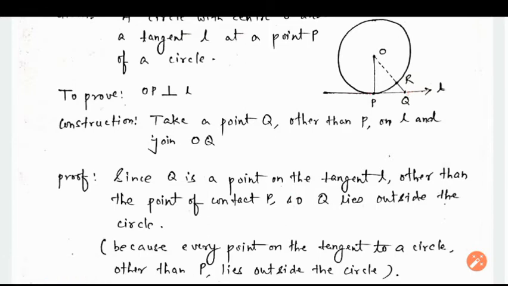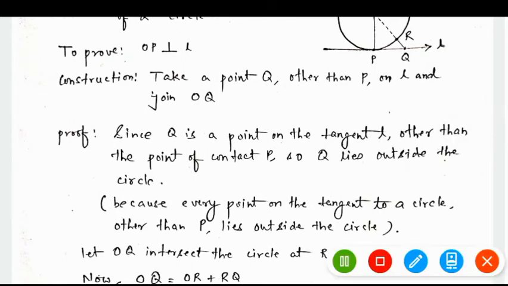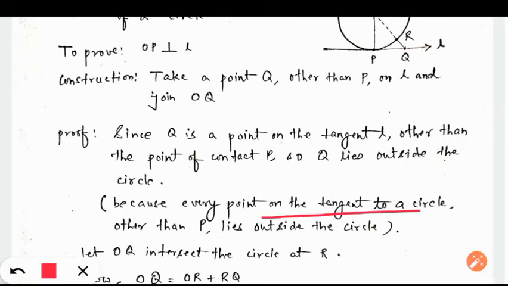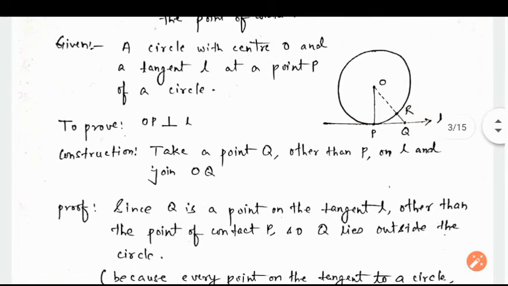See, I have given the reason, because every point on the tangent to a circle other than P lies outside the circle. So if I take any point, here I have taken Q. So if I take any point other than P, why other than P? Because P is a point which is lying on the circle and the tangent. The point P is not lying outside the circle. It is lying on the circle and on the tangent as well.